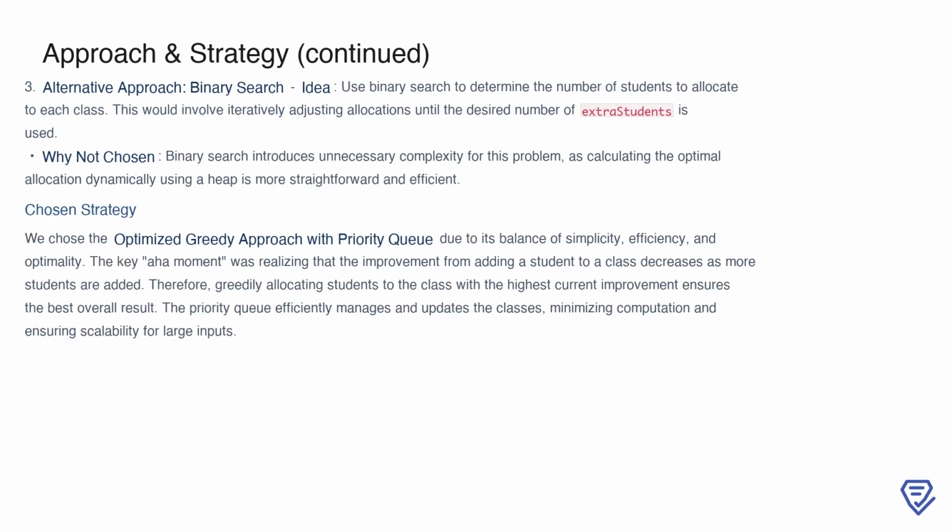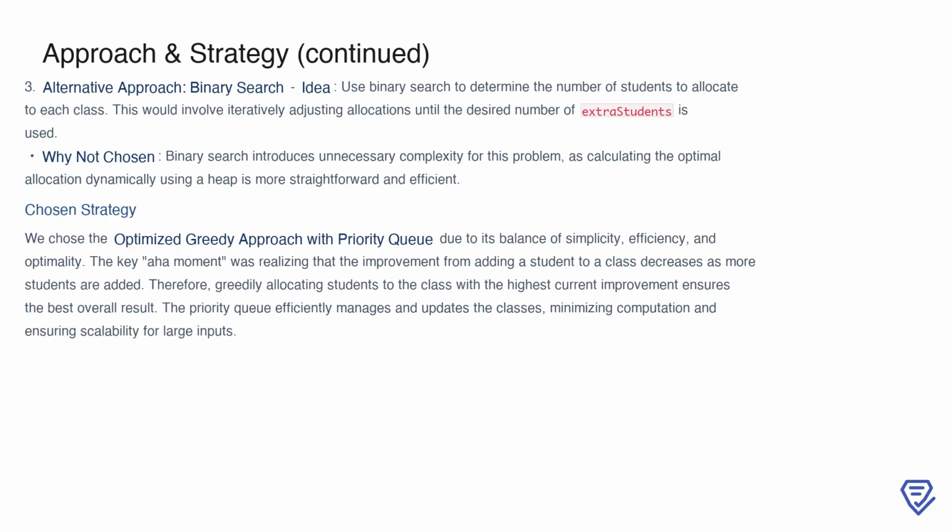An alternative approach that was considered involves using binary search to allocate students. The idea here is to iteratively adjust the number of students allocated to each class until all extra students are distributed. While this method might work, it introduces unnecessary complexity for this specific problem. Binary search is better suited for problems with a well-defined search space, but here, the dynamic nature of the improvements makes the heap-based greedy approach both more intuitive and more efficient. Ultimately, the optimized greedy method with a priority queue was selected as the preferred strategy.